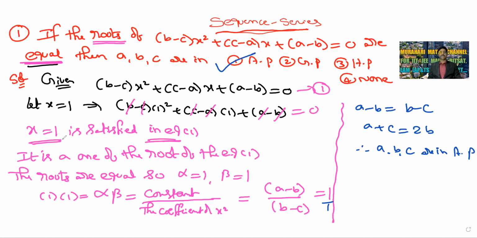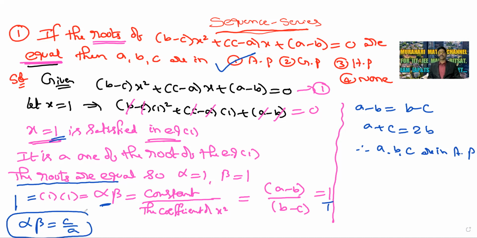One root is 1, second root is also 1, because the given statement has equal roots. So alpha beta is equal to 1 into 1, and the formula is c by a. The product of roots alpha beta is equal to c by a, where c is the constant and a is the coefficient of x square, for ax square plus bx plus c. The sum of roots formula is minus b by a, and the product of roots is c by a. Okay, now I am going to explain question number 2.